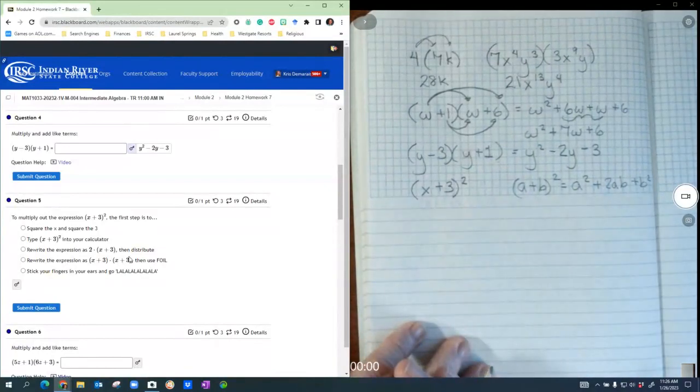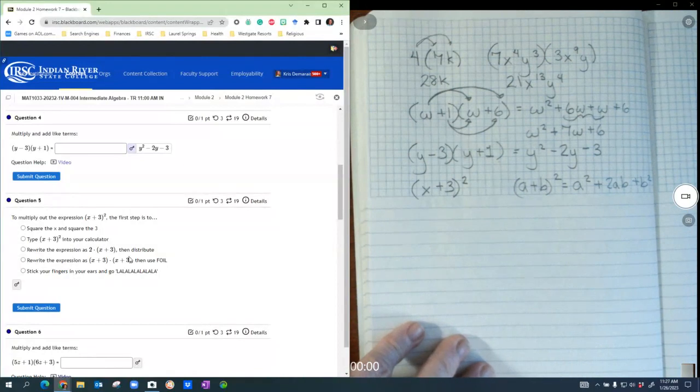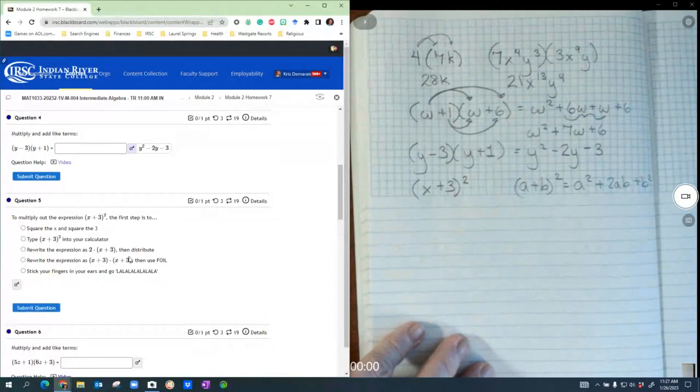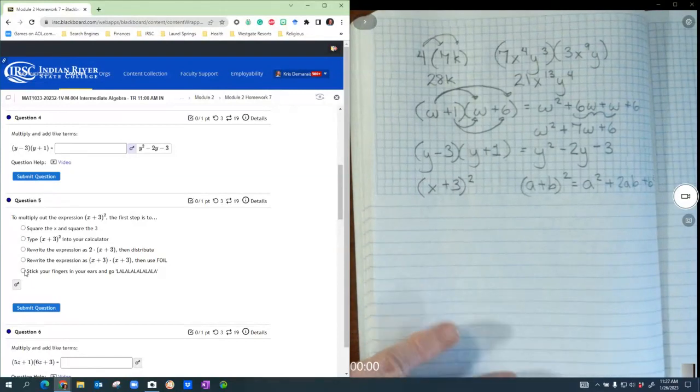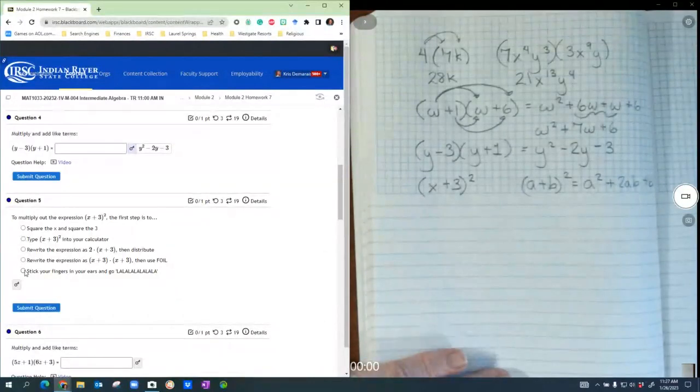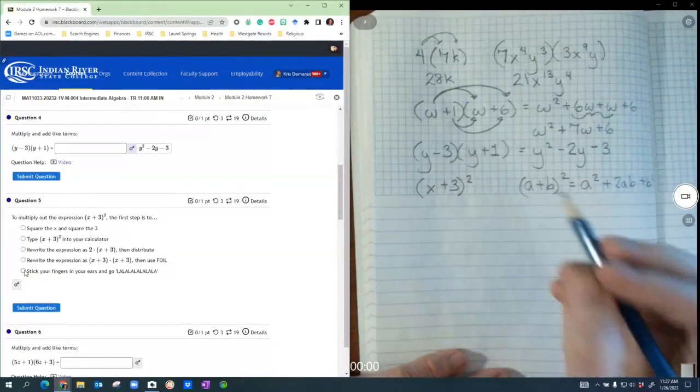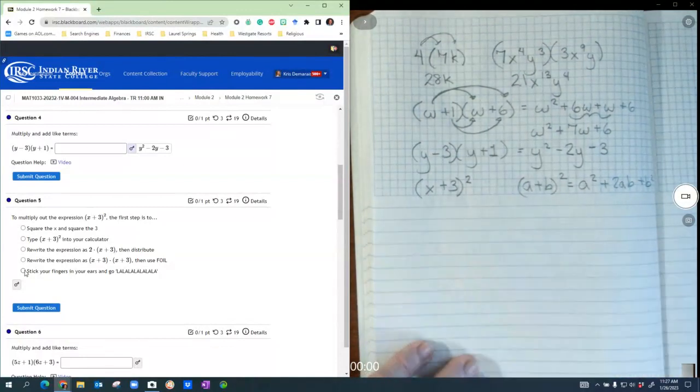And so when it says, square the x and square the 3, that is completely wrong. We don't do that. Type it into the calculator, which is completely wrong. Those are just throwaways. Rewrite the expression as 2 times x plus 3. That is wrong. That's not what the 2 means. And then it says rewrite the expression as this, then use FOIL. All right. Then stick your fingers in your ears and go la la la la la. That's the answer, I'm going to put that one as my answer. I mean, if you don't know that, you throw that one out because there's something wrong, but I want to pick it because I like it. But I am going to say that the answer is obviously this one.